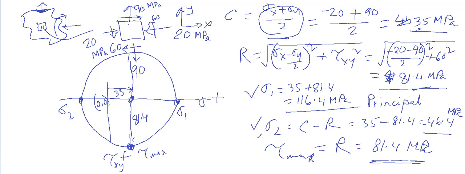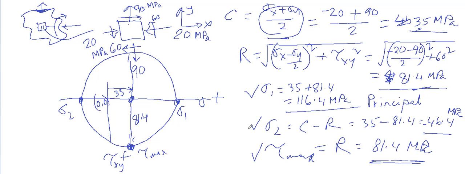So we found sigma 1. We found sigma 2. We found the maximum shear stress. Make sure that you learn how to do it: draw the Mohr circle, and from the Mohr circle find the maximum sigma and minimum sigma. Those are two principal stresses and the maximum shear stress. Next question is how to find the orientation. Orientation means, say this is my reference line. With respect to this, where these stresses are located, we can find it using this Mohr circle also.